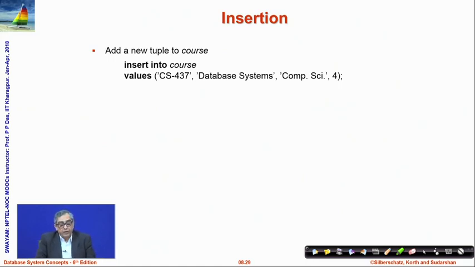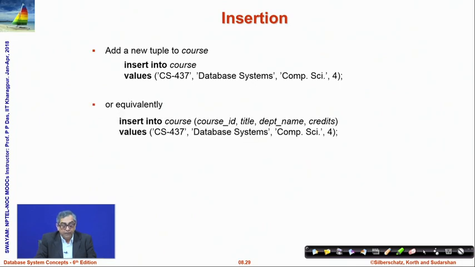We move on to looking at modifications in terms of insertion. We had seen this earlier: we can add a new tuple by insert into, then the relation name, then you say values and the tuple of values. If we do not remember the order of attributes in the relation, then we can also specify the order in which we are giving the information.